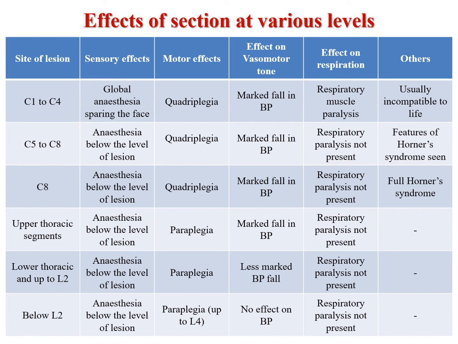Effect on respiration. If there is a lesion between the first 4 cervical segments, due to the paralysis of the diaphragm, which is receiving the nerve supply from the phrenic nerve, there will be respiratory muscle paralysis. But if the lesion is below the level of the 4th, that is between C5 to C8, respiratory muscle paralysis will be very negligible.